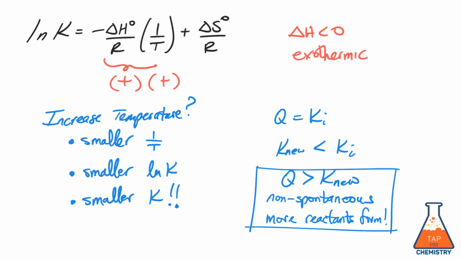And that's why if you increase the temperature of an equilibrium that's exothermic, then more reactants will form. But if the reaction's endothermic and at equilibrium, increasing the temperature will lead to more products.